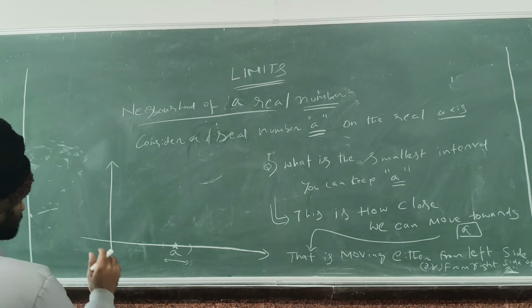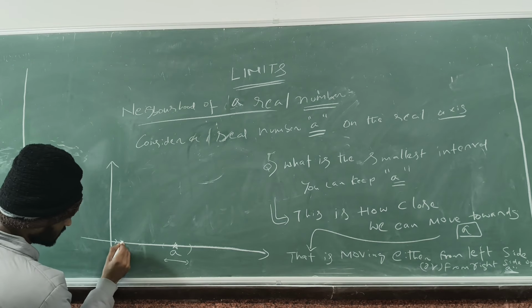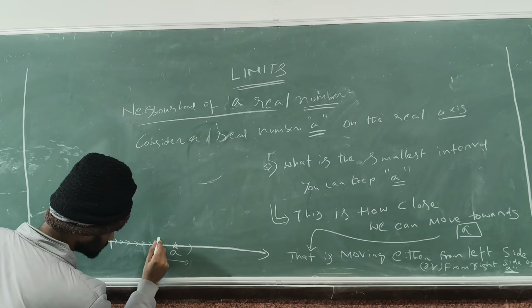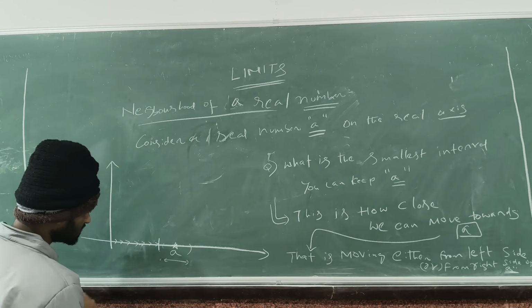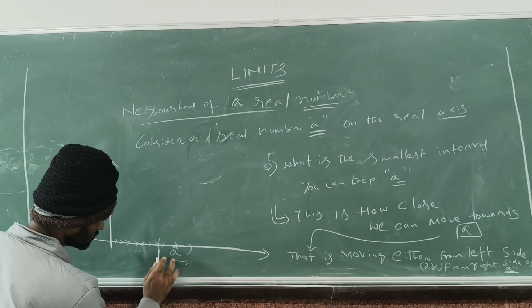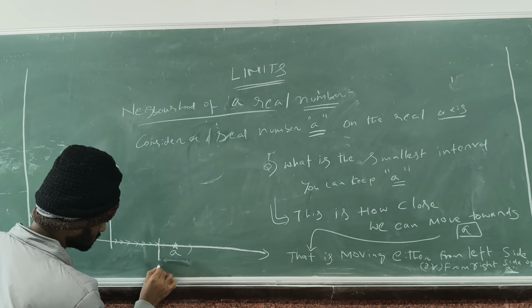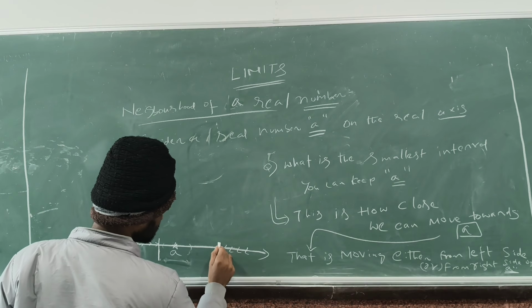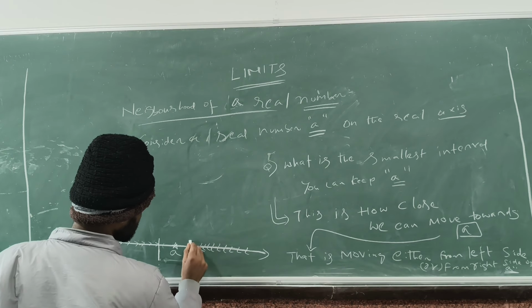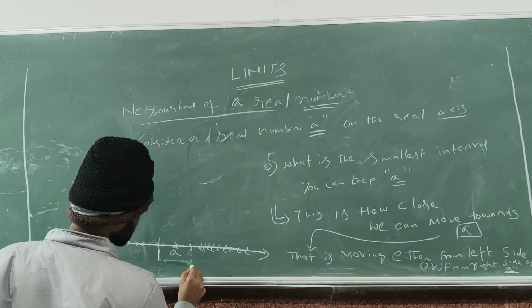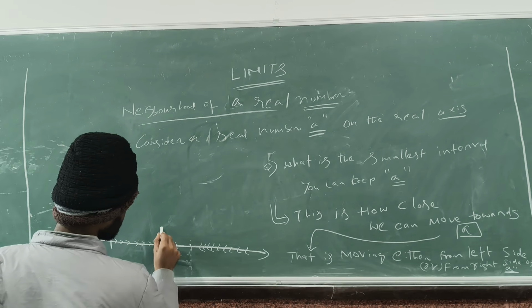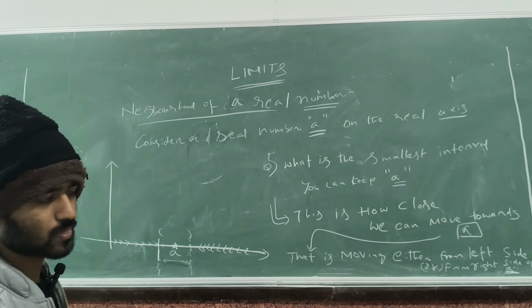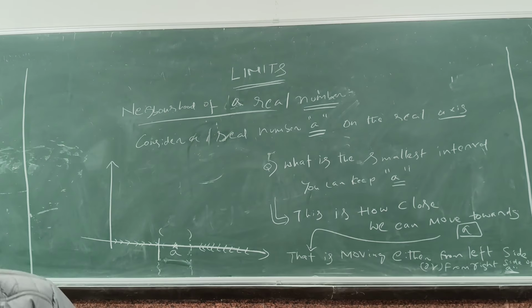Let's explain through a diagram. Let's say I am approaching from the left side of A till this point. And let's approach from the right side of A till this point. Then this is the smallest interval that I can keep A in. Okay, so let's go forward.